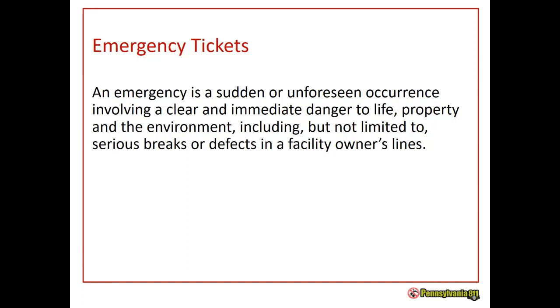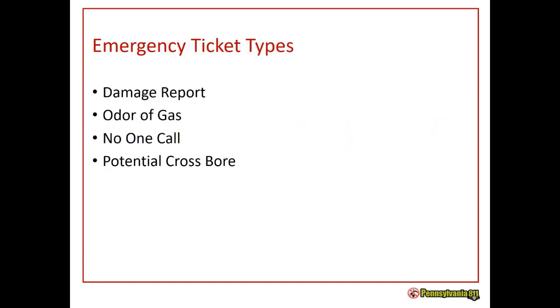There's several different types of emergencies. If you damage something, you call it in and you notify all the facility owners that a damage has occurred. Make sure if there is any hazardous material coming from the damage, be sure that you are calling 911 first, evacuate the area, and call 811. And in the end, be sure that you follow up with an alleged violation report.